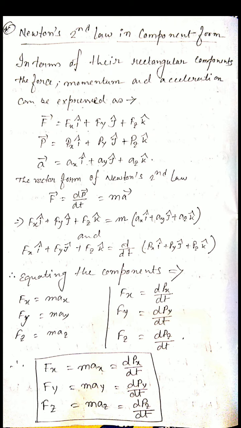Similarly, Fy equals m into ay, Fz equals m into az. And from the second equation we get Fx equals dpx by dt, Fy equals dpy by dt, and Fz equals dpz by dt.